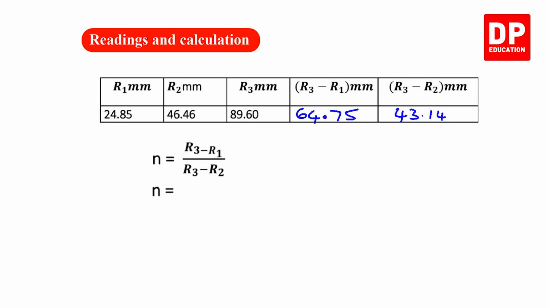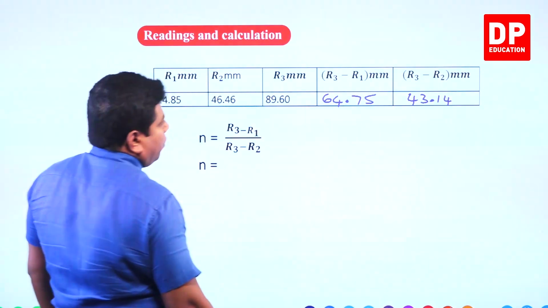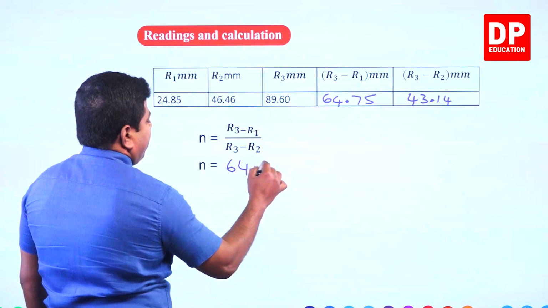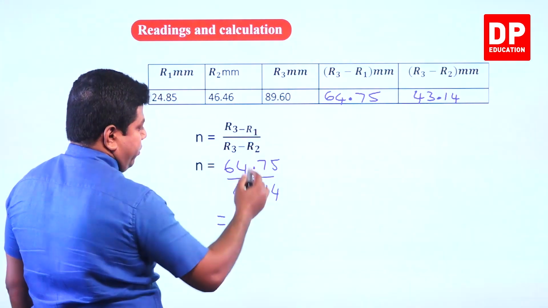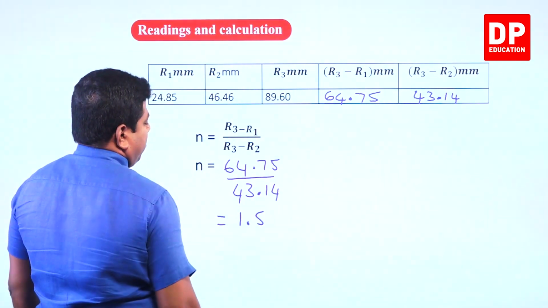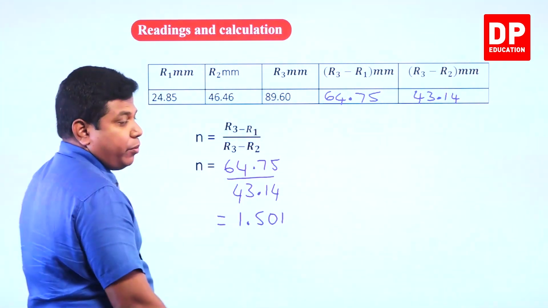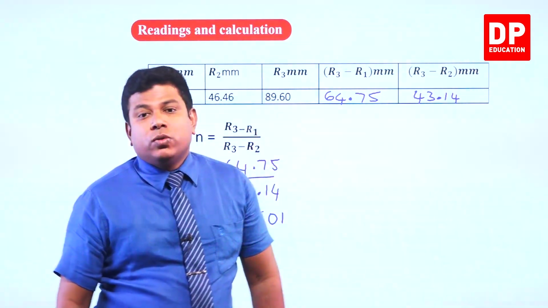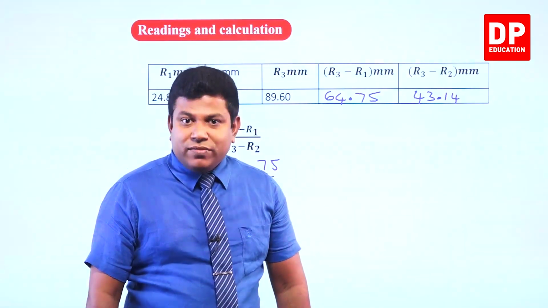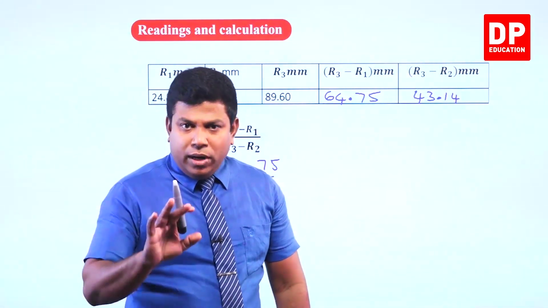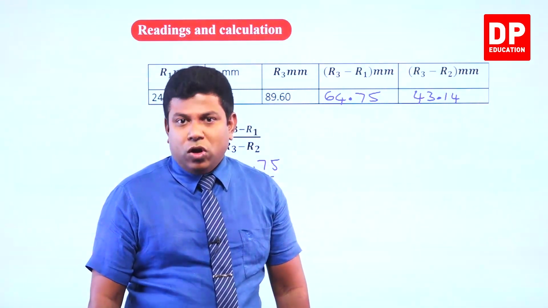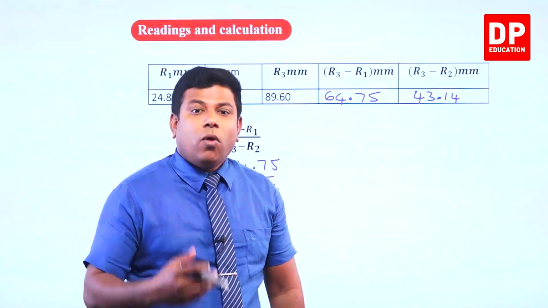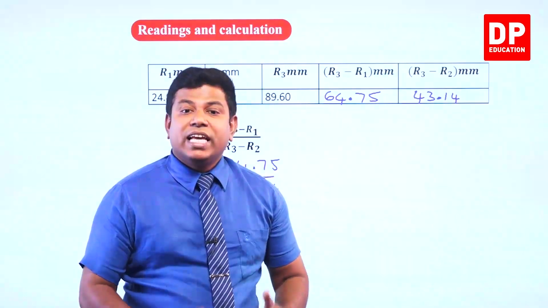So R3 minus R1 is 64.75 divided by 43.14. And the answer you are getting for this, you can divide and see, 1.5009, say 1.501, right? So that is what the refractive index of glass we are getting. Now understand, we can do this practical for any transparent liquid also. So we will repeat this practical for water and see what refractive index we are getting for water.